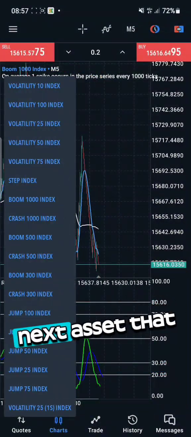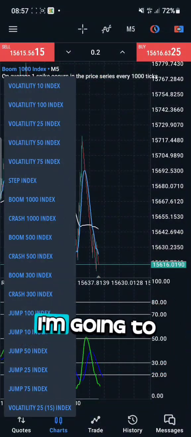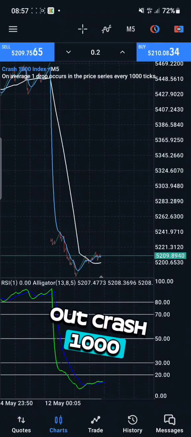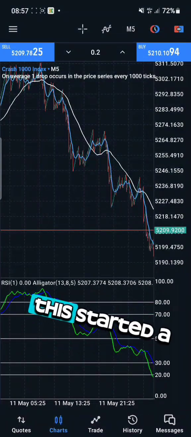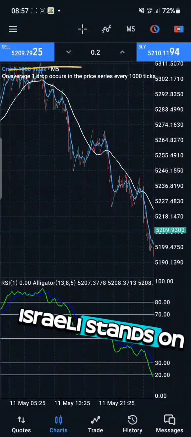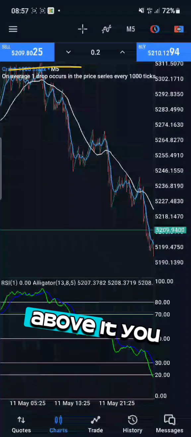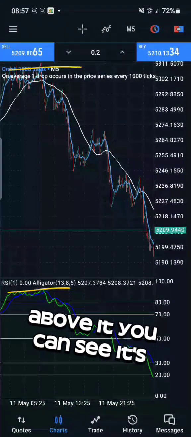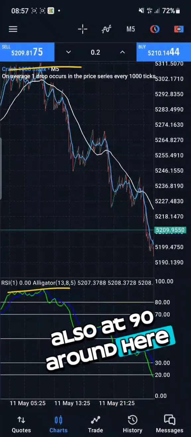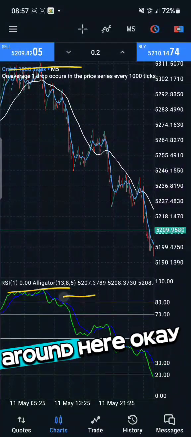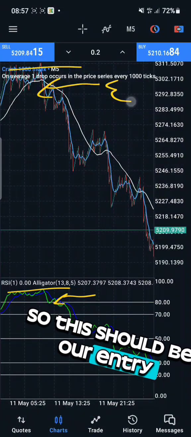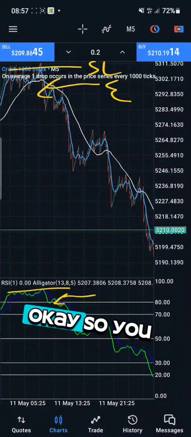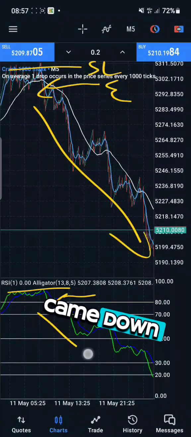Now let's check out the next asset. That was Boom 1000. I'm going to be checking out Crash 1000 right away. This is Crash 1000. We can see this started a downtrend from this resistance zone because it was unable to break out above it. You can see it's also at 90 around here. We had a downward crossing around here. So this should be our entry point and our stop loss. You can see it came down.